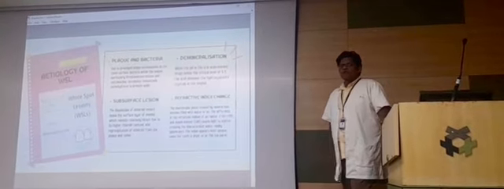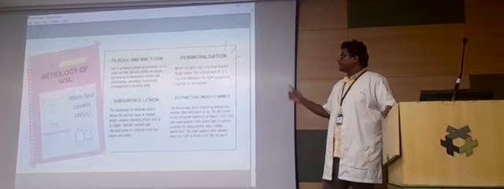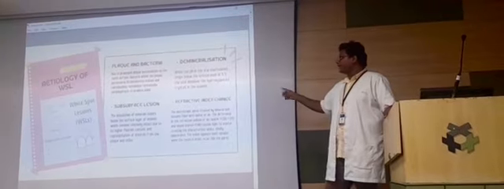What are the etiologies of white spot lesion? There are mainly four etiologies. First is plaque and bacteria, then next is demineralization, subsurface lesion, and refractive index changes.